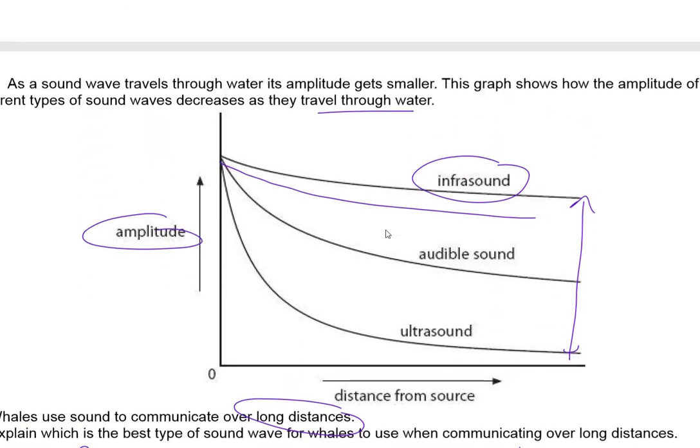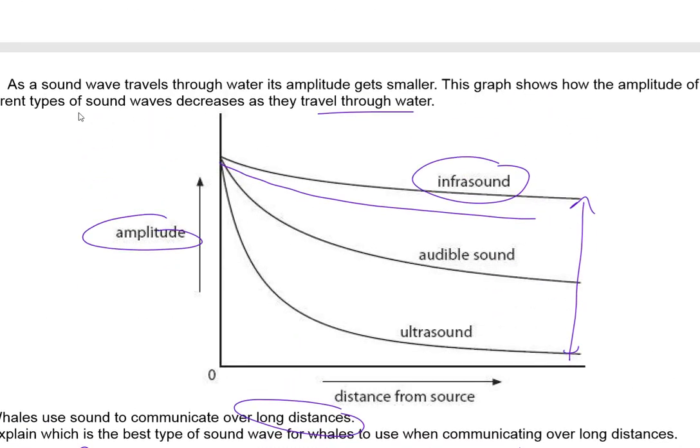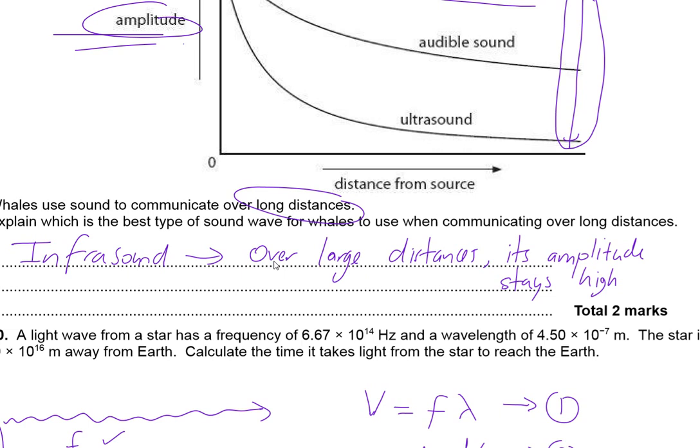Now, this one. Which one is best to use underwater, if you have to communicate through large distances? Look at the amplitude. The amplitude tells you which one is best. The best one is the one that keeps its amplitude for a long period of time, and this is infrasound. Whales use infrasound to communicate through large distances. Because of the large distances, its amplitude stays high. That's why we use it.